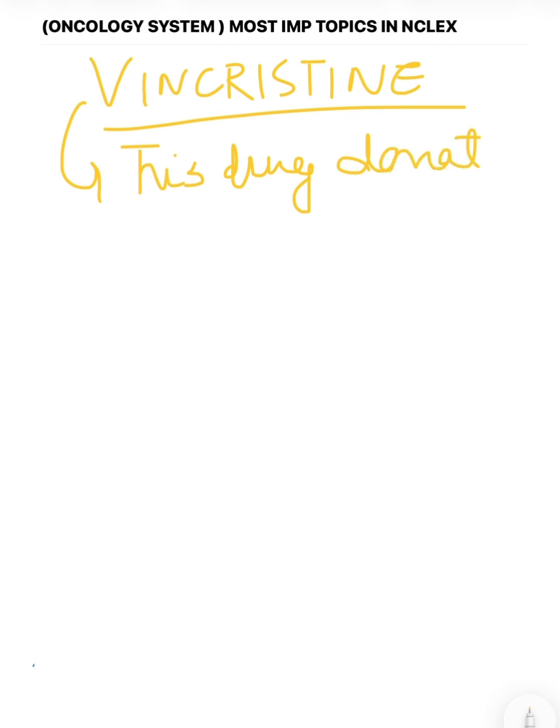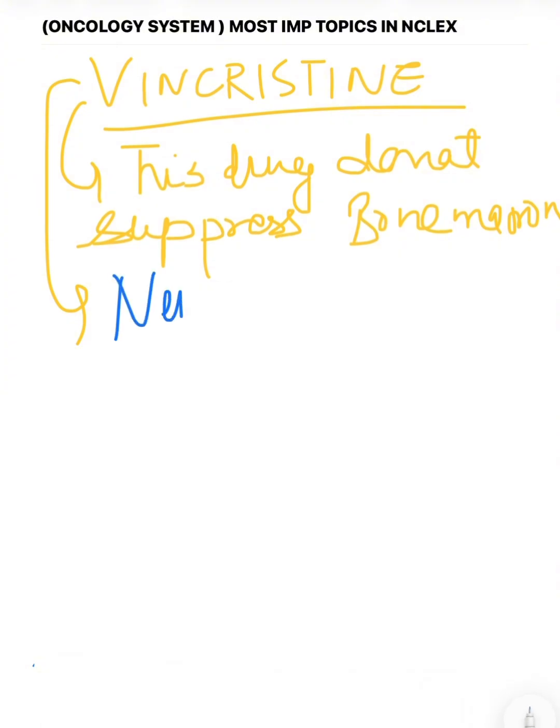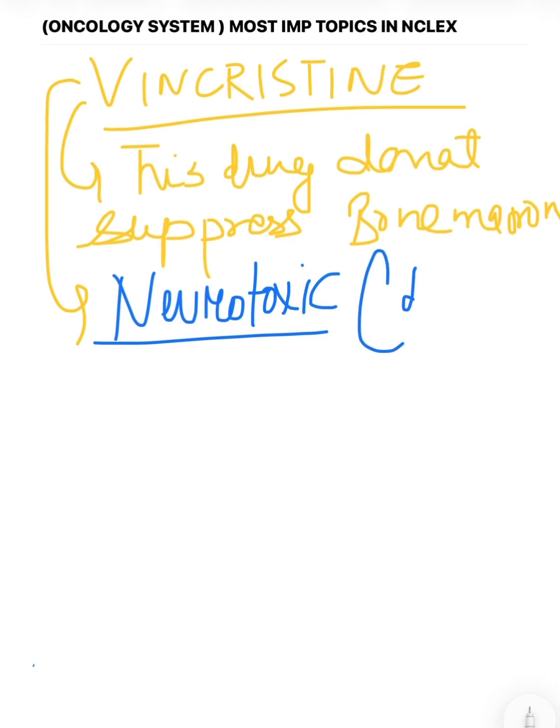This drug does not suppress the bone marrow. This is the only drug which does not suppress the bone marrow. So there is no effect on RBCs, no effect on WBCs, no effect on platelets. There is no immunity problem, no risk of bleeding. But vincristine is neurotoxic. Sorry, it's my mistake. So vincristine is neurotoxic. So it damages nerves.